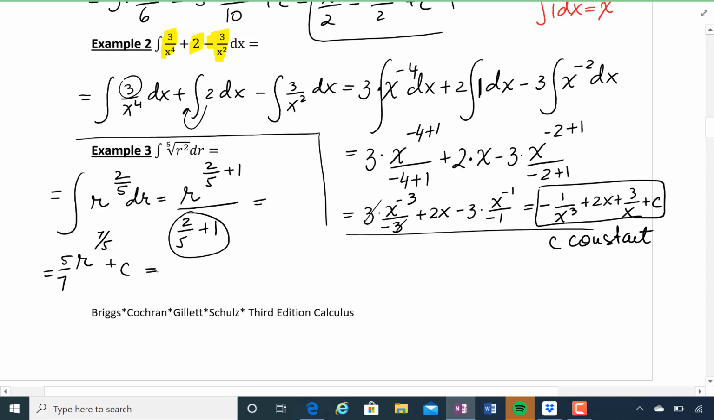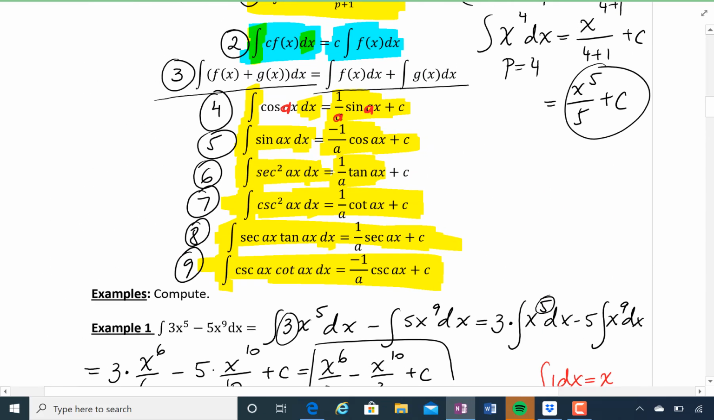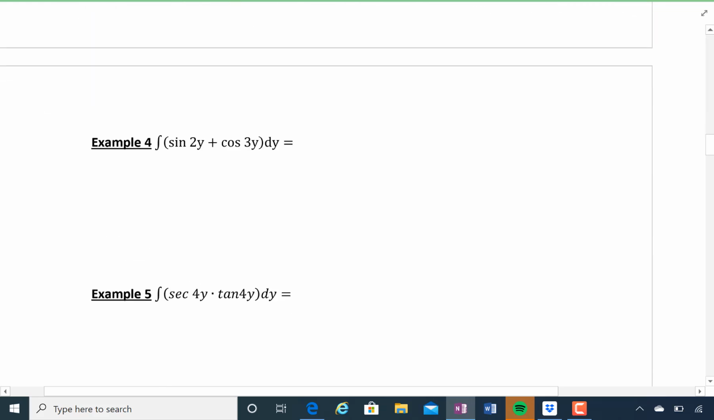But the original problem was with radicals, so I'm going to write my answer with radicals. So 5 over 7 fifth root of r to the 7 plus c. And I can actually simplify, if you remember the algebra, it's 5 over 7 r squared times the fifth root of r squared plus c. This is the final answer. So all these three problems actually used the very first formula.